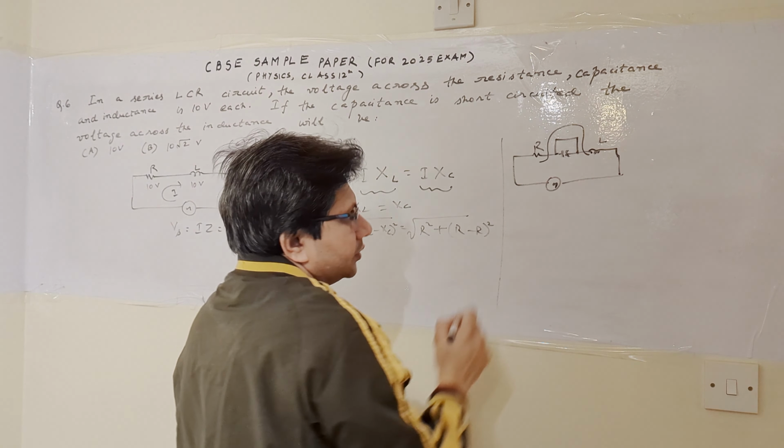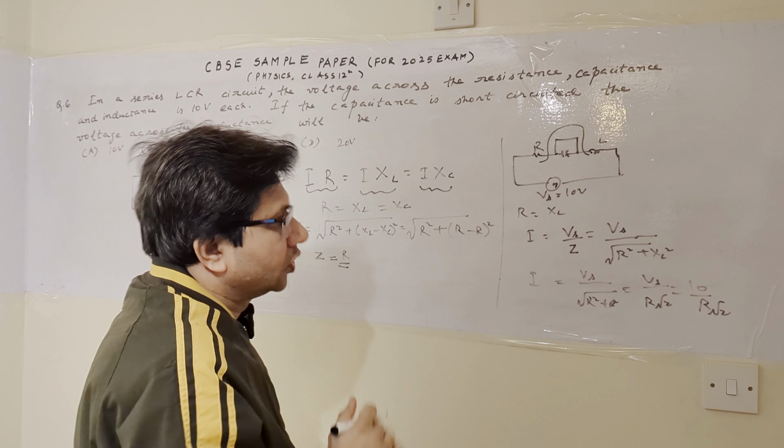So impedance is square root of R square plus XL square, and XL is nothing but R, so we can say that Vs upon square root of R square plus R square, which is equal to Vs upon R root 2, and the value of Vs we have calculated as 10 volts. So 10 upon R root 2 is the value of the current flowing in this case.